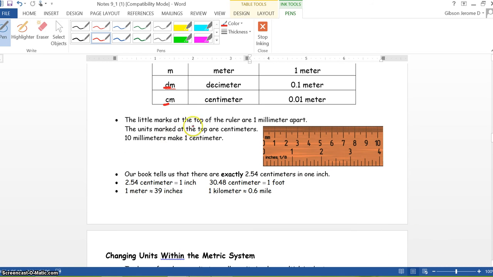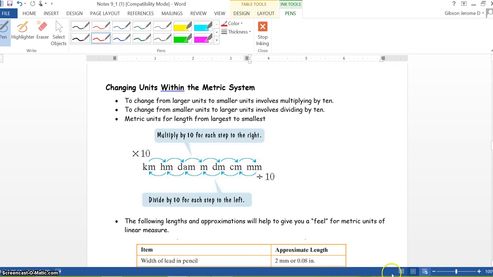So now it says here, the little marks at the top of the ruler are 1 millimeter apart. The units marked at the top are centimeters. 10 millimeters make 1 centimeter. Our book tells us that there are exactly 2.54 centimeters in 1 inch. So we have a couple of these measures here. 2.54 centimeters is 1 inch. 1 meter is approximately 39 inches. 30.48 centimeters is equal to 1 foot. And 1 kilometer is approximately 0.6 miles.